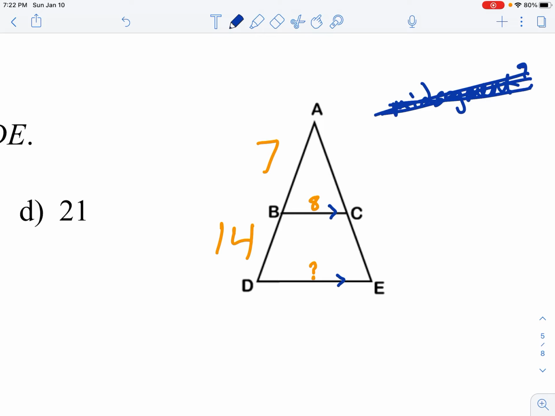Here's how we would set this up. So for the little triangle, ABC, just this triangle right away, I'm going to set up a proportion. It'd be the length of the left side, which is 7, over the length of the bottom, which is 8.